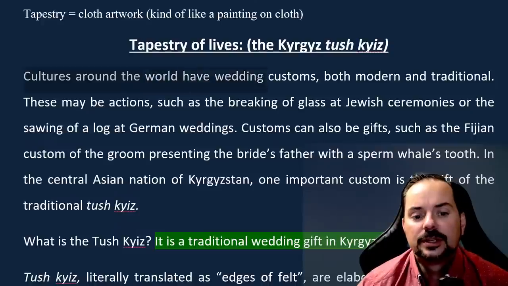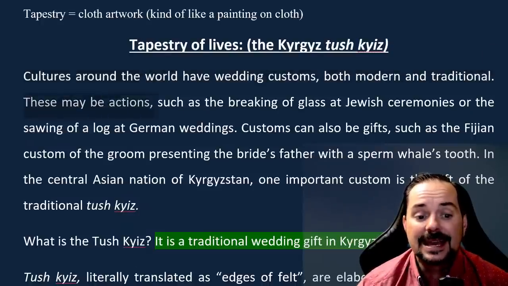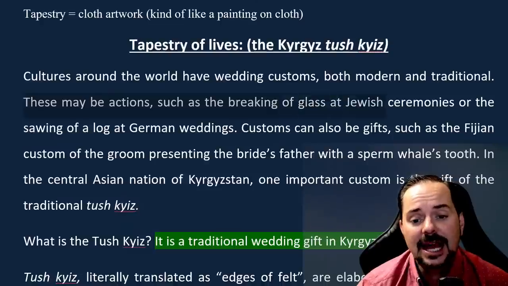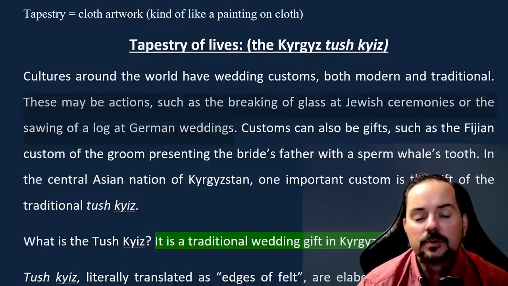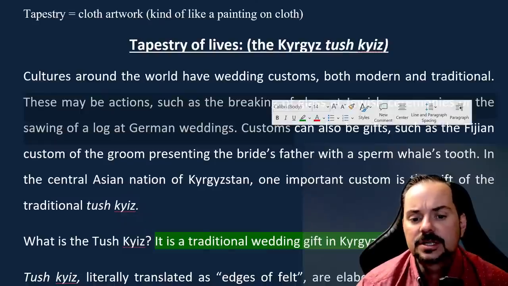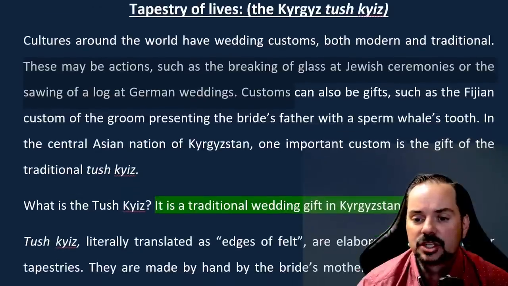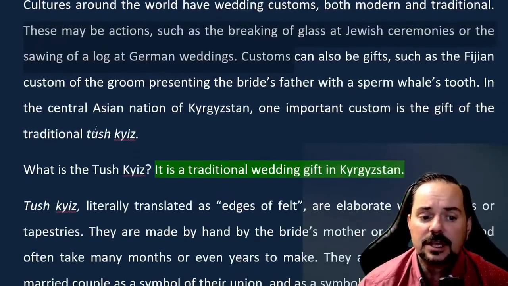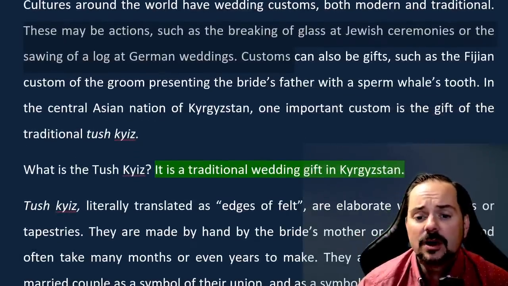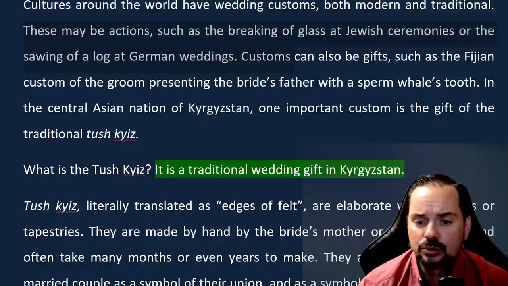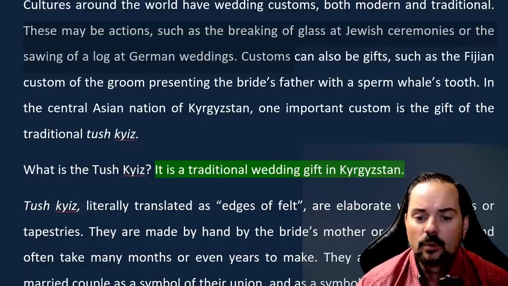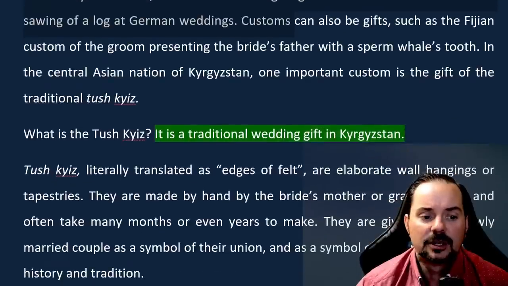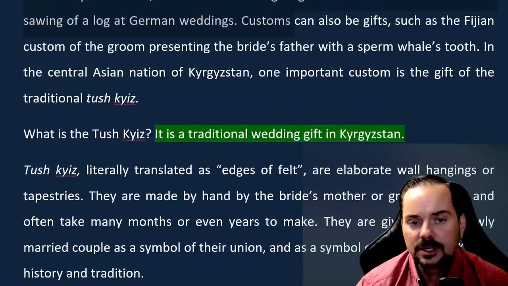Cultures around the world have wedding customs, both modern and traditional. These may be actions such as the breaking of glass at Jewish ceremonies or the sawing of a log at German weddings. Customs can also be gifts, such as the Fijian custom of the groom presenting the bride's father with a sperm whale's tooth. In the Central Asian nation of Kyrgyzstan, one important custom is the gift of the traditional tush kiz.